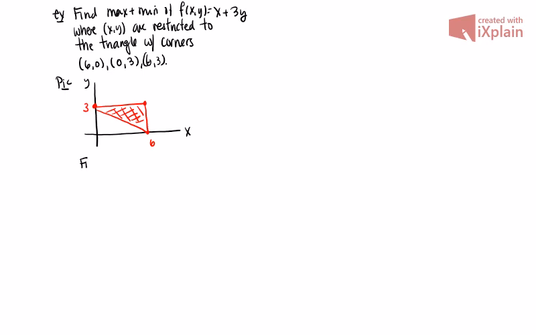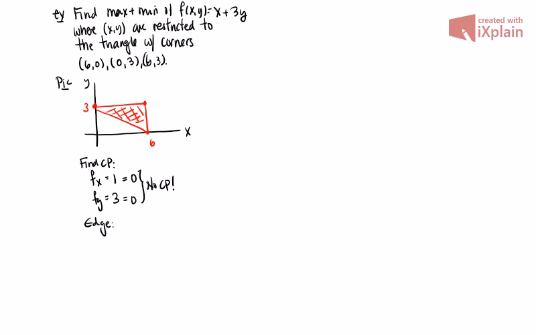First, we find the critical points. So we take f sub x, that's 1. We take f sub y, that's 3. We set them equal to 0, which seems a little absurd, because what this says is there are no critical points. Right? That's fine, not a problem. No critical points, done. So then we check the edge.